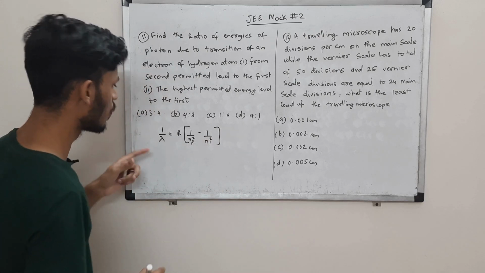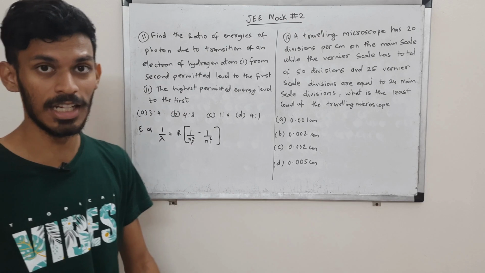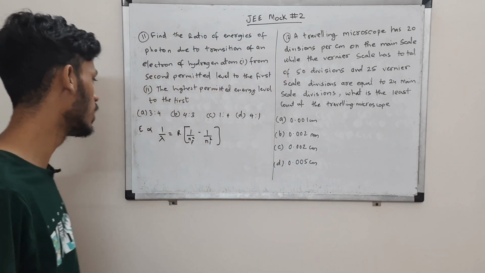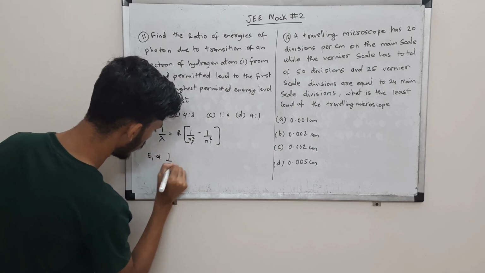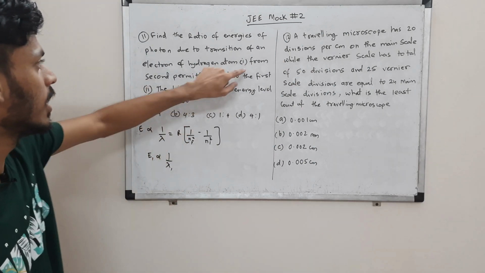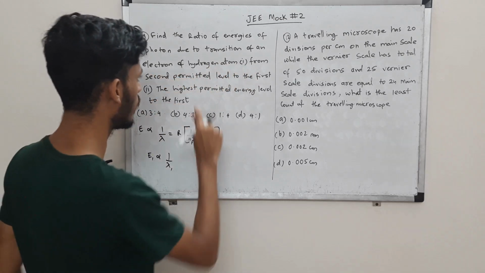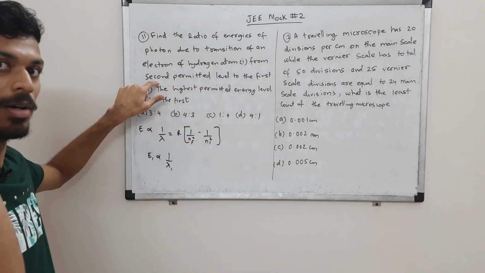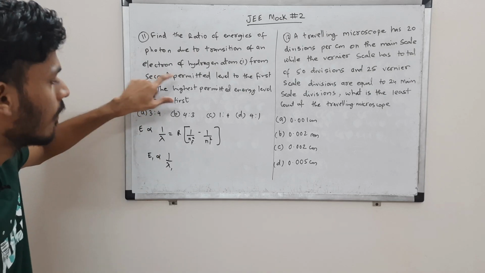Okay, so 1 upon lambda, you can see that it is proportional to energy, right? Energy is hc by lambda, so 1 upon lambda is proportional to energy. So I can say E1 is proportional to 1 upon lambda 1. Lambda 1 is for this transition, from the second permitted level. So n final over here is 1, and initial is the second permitted level. So initially it's in the second level, it will come to the first.